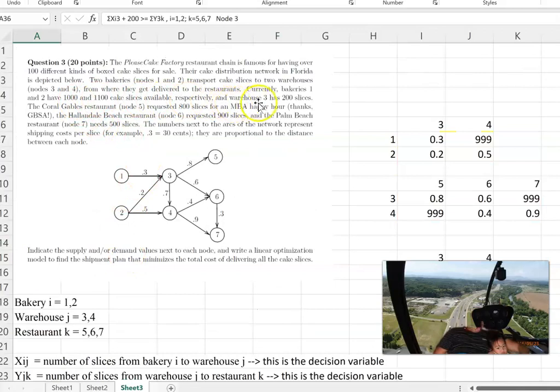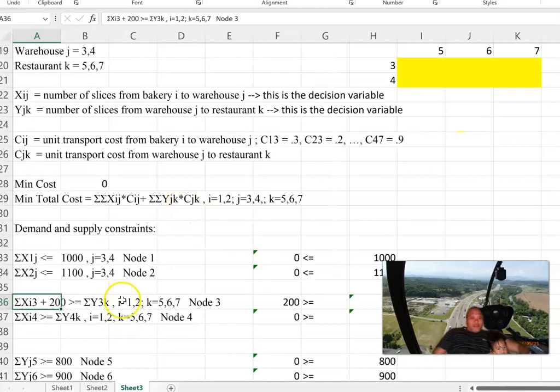Okay, so in this problem, warehouse 3 has 200 units available already in its inventory. So those that come in to 3 plus the 200 that's already available must come out of 3, going to 5, 6, and 7. So how do we say that?